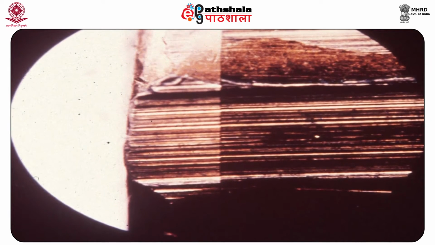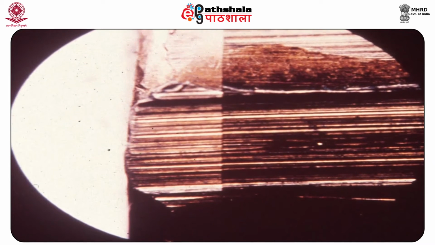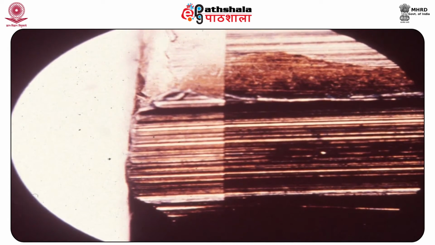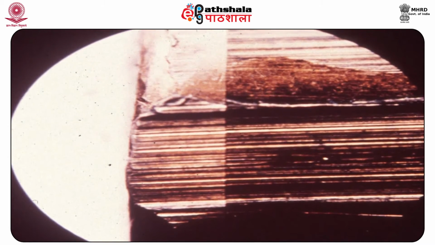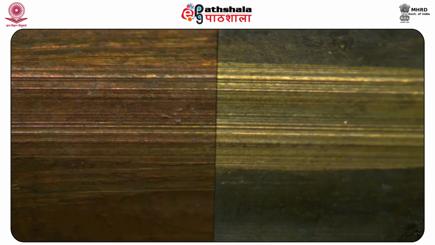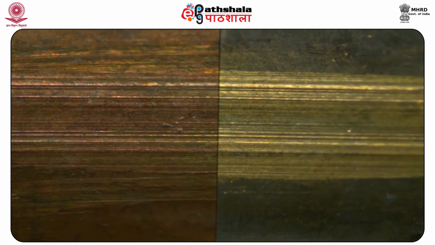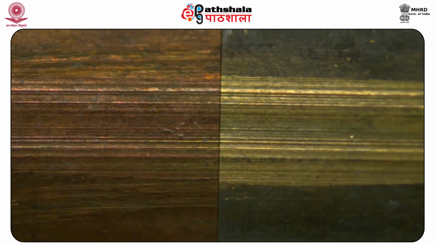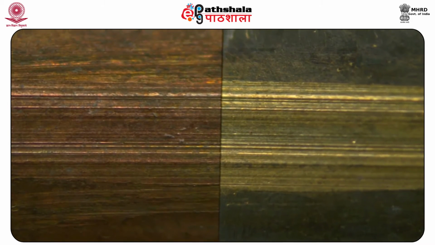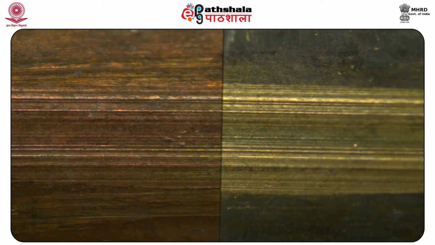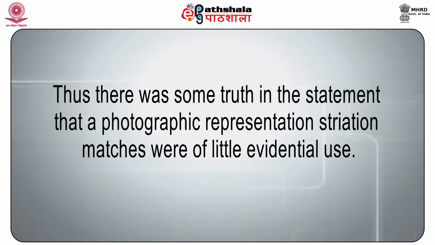It is often claimed that two-dimensional photographic reproductions of striation comparisons do not represent the three-dimensional views obtained from the eyepieces, as the single objective lens used in a comparison microscope is incapable of representing three-dimensional vision. Thus, there was some truth in the statement that a photographic representation of striation matches was of little evidential use.